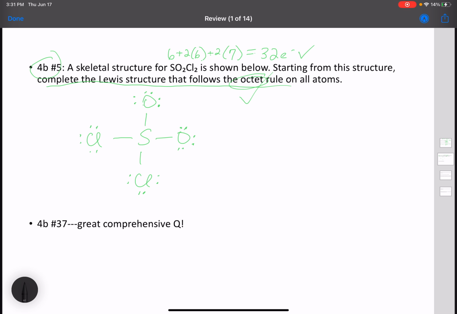If you were to Google this molecule, if you were to Google SO2Cl2, you will see that this is not the actual Lewis structure of this molecule. And that's because sulfur is a rule breaker. It violates the octet rule, and it can have more than an octet of electrons around it. And so in reality, it actually looks something like this.